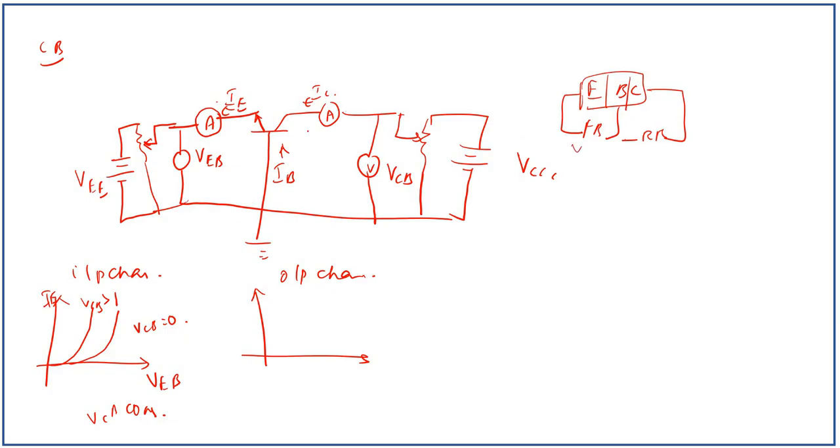This is the VCB voltage. So when VCB voltage is 0 volt, it's like a PN diode in forward bias only. So we have the forward bias characteristic. And as we increase the VCB voltage, the curve shifts towards the left hand side because of base width modulation, or early effect. The early effect, or base width modulation, occurs in a reverse biased PN diode.